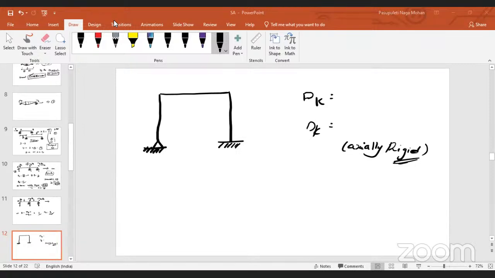Kinematic indeterminacy 1, sir. Only at the point A, we have only rotation. 7, sir. Because it's axially rigid.